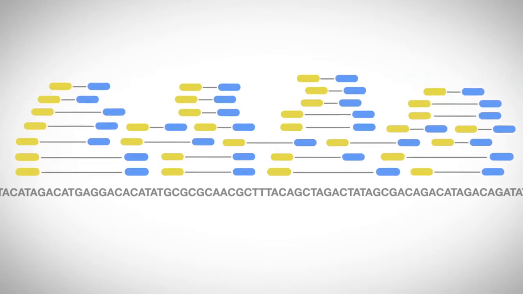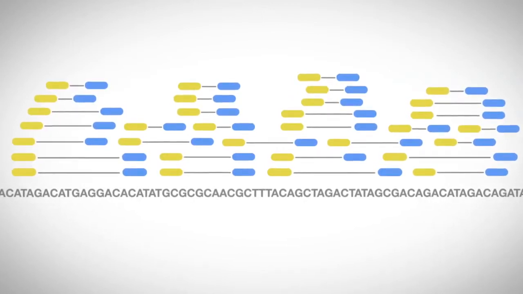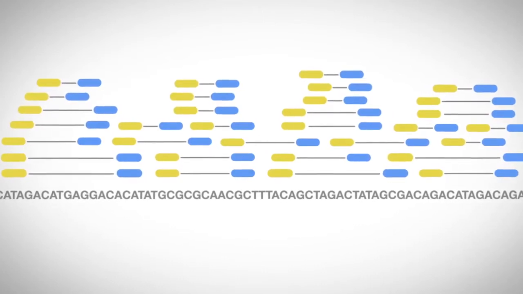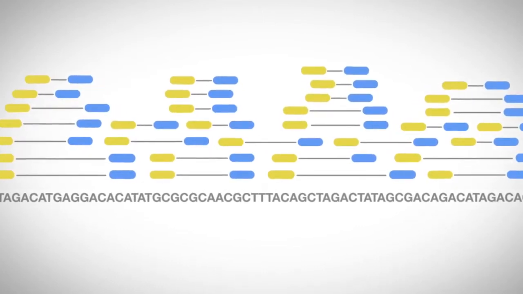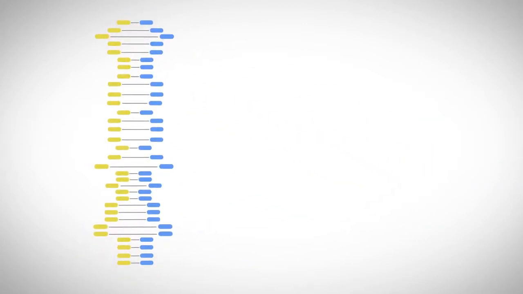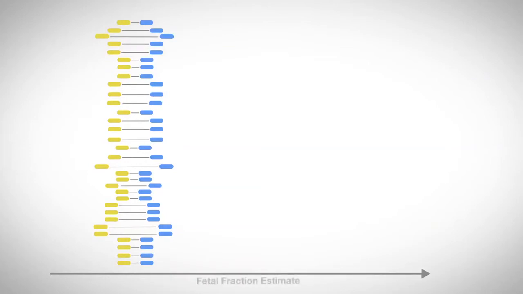The target-free approach reduces complexity. This provides numerous advantages, including a low failure rate. Fragment length distribution information gained from paired end reads and sequencing coverage profiles are used to estimate the fetal fraction, or the portion of the cell-free DNA that is fetal in origin.